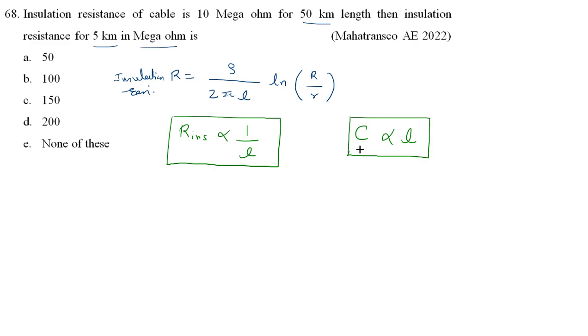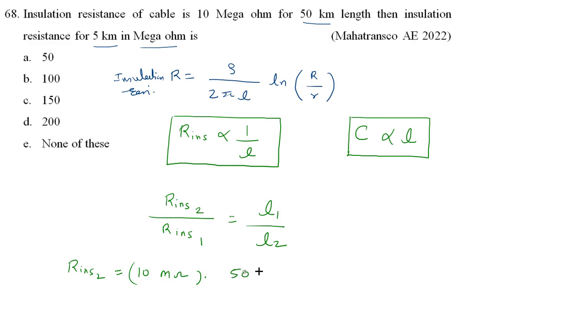These two expressions we should remember. Now here the question is asked about insulation resistance. So we can write insulation resistance in second case divided by insulation resistance in first case. It will be, as they are reciprocal, L1 by L2. So insulation resistance in second case will be insulation resistance in first case, that is 10 mega ohm, into L1, the original length is 50 km, divided by L2, the new length.